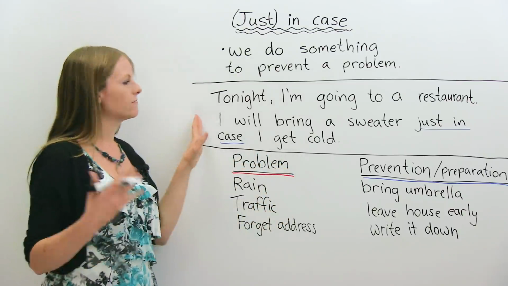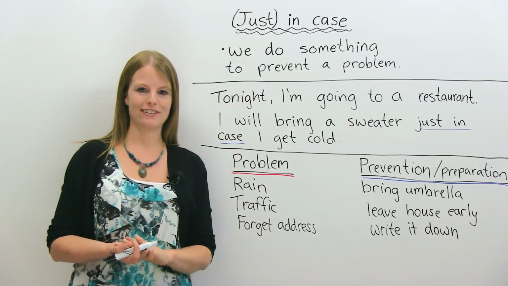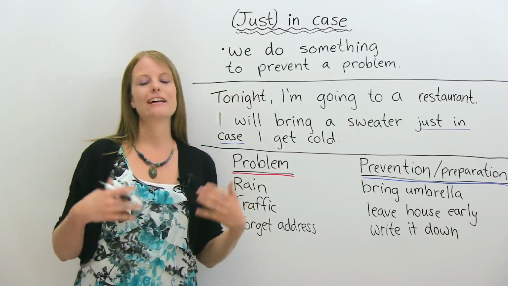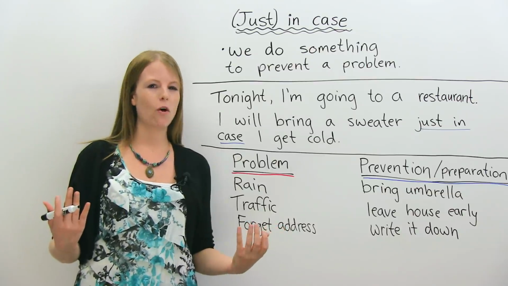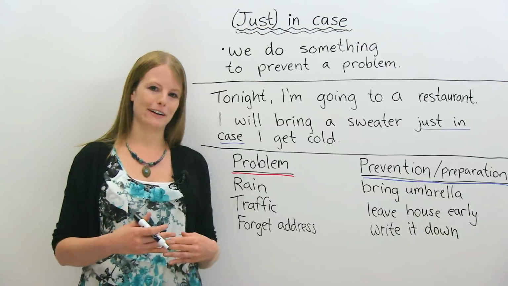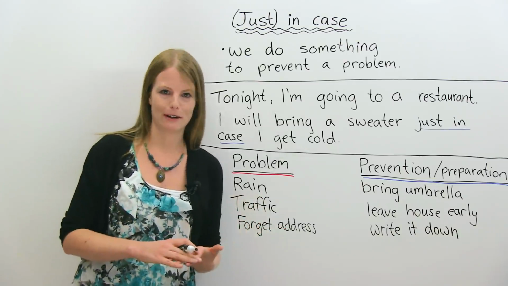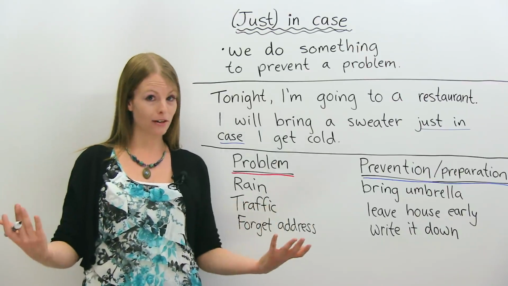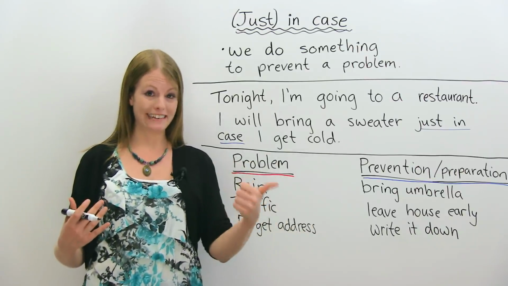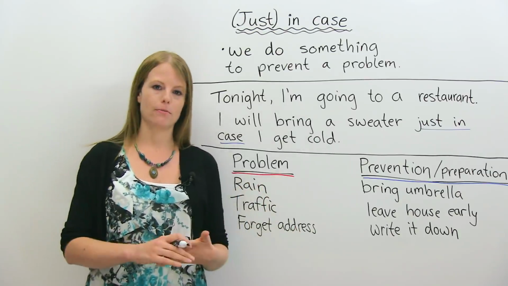Okay, so for example, tonight I am going to a restaurant. I'm very excited. Now the problem is I get cold very easily. And when I'm cold, I'm not a very nice person. I get very cranky and I'm not a good person to be with when I'm cold. So my problem is I get cold easily.